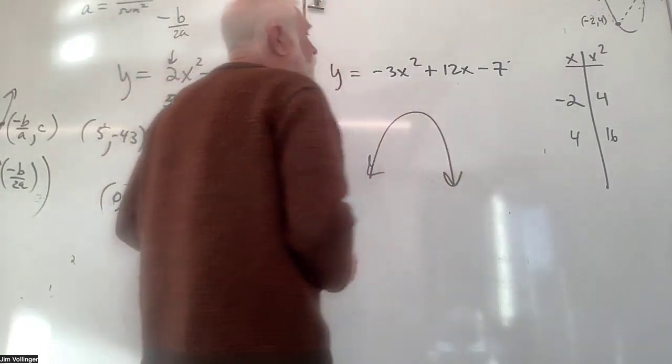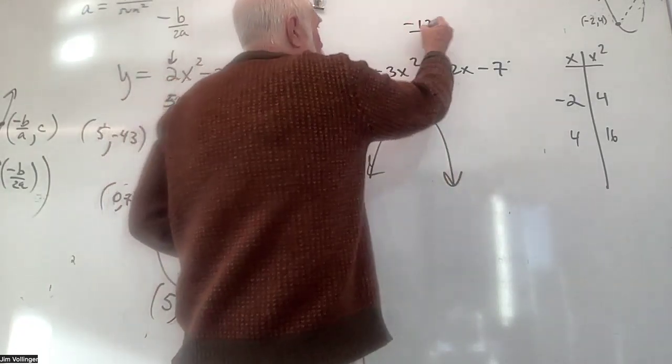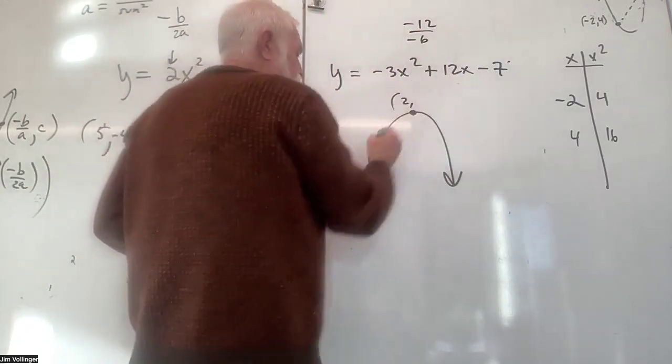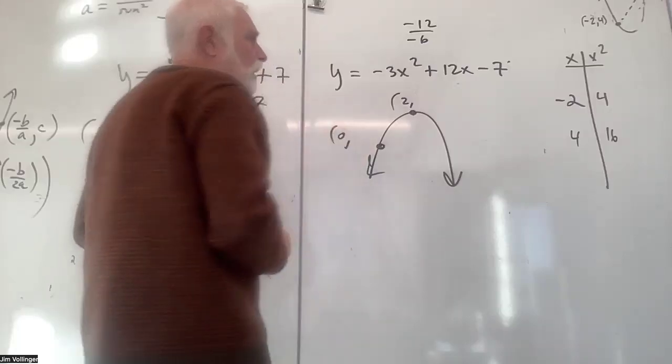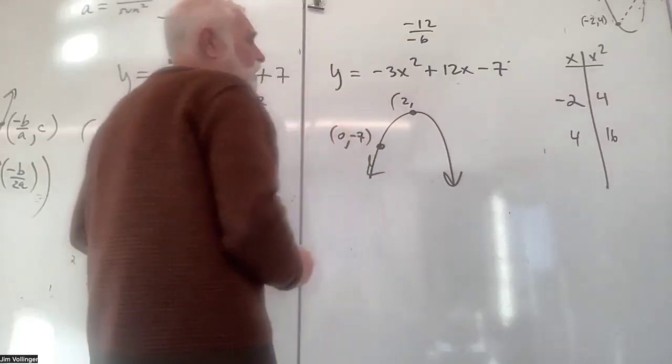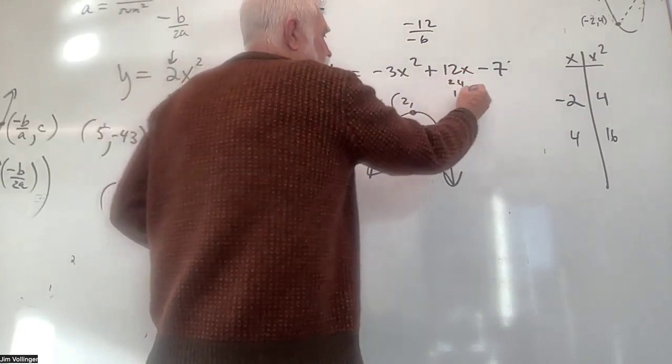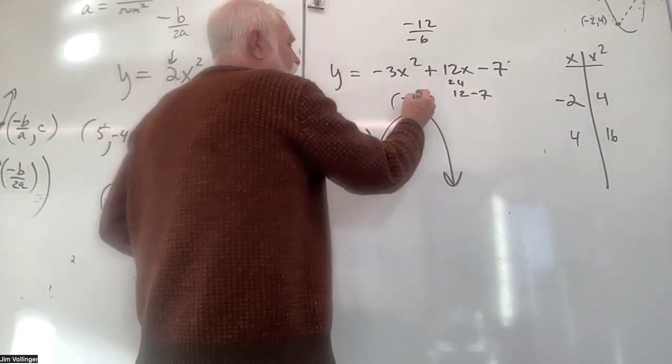Cup shape down. Minus b over 2a gets me a 2. That means my 0 is on this side, right? And that gets me minus 7. And I'm one step away. Putting in a 2 gets me 24, cuts in half, 12 minus 7 gets me 5. And I'm done.